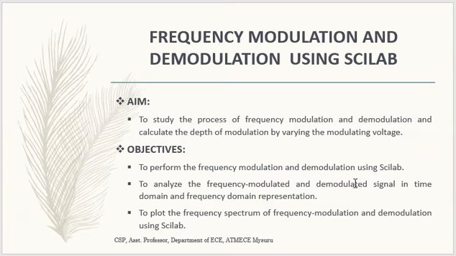The main aim of this experiment is to study the process of frequency modulation and demodulation and calculate the depth of the modulation by varying the modulating voltages. The objective is to perform the modulation and demodulation process using Scilab, to analyze the frequency modulated and demodulated signals in the time domain and frequency domain, and to plot the frequency spectrum of frequency modulation and demodulation using Scilab.